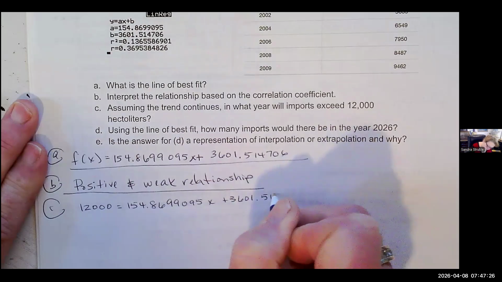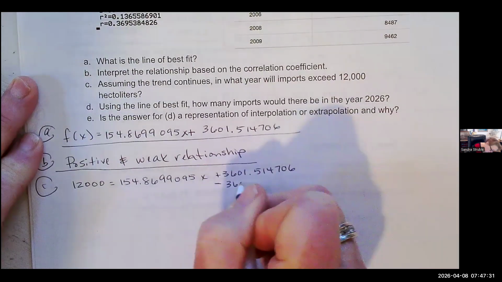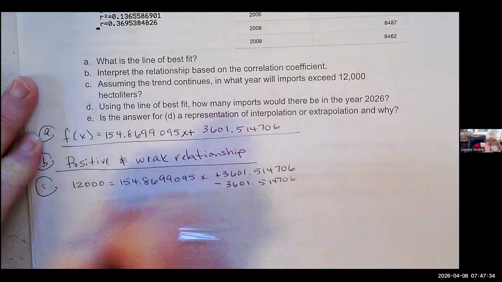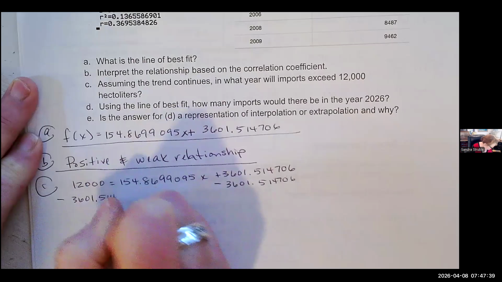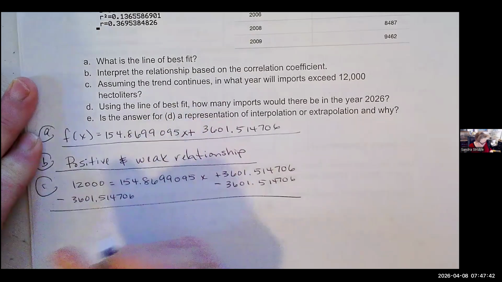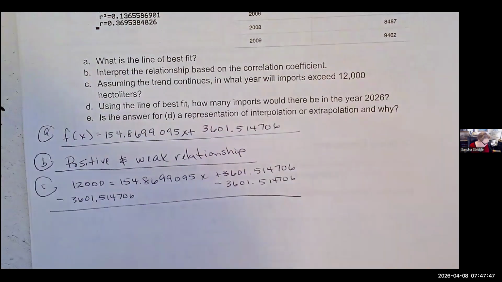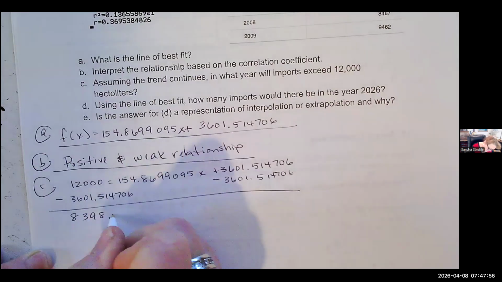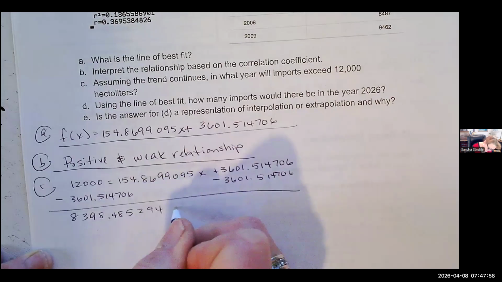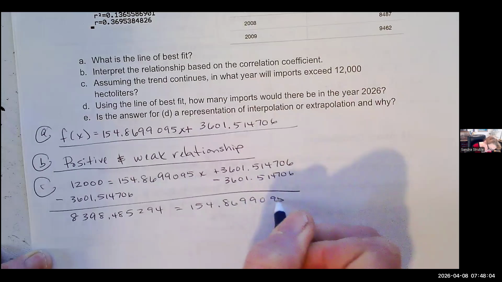All right, let's solve for x. I'm going to subtract from both sides. And what did I get? Not on this page. Okay. Equals. And then divide both sides by the 154.